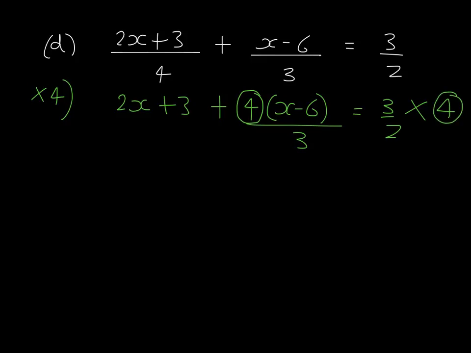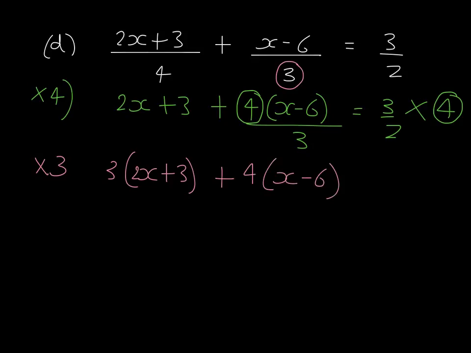We're now going to multiply by 3, which is this denominator here. This first term then becomes 2x plus 3. The second term stays as 4 lots of x minus 6 because we cancel out the divide by 3 in its denominator, and on the right hand side we'd originally multiplied by 4, we now multiplied by 3 as well.